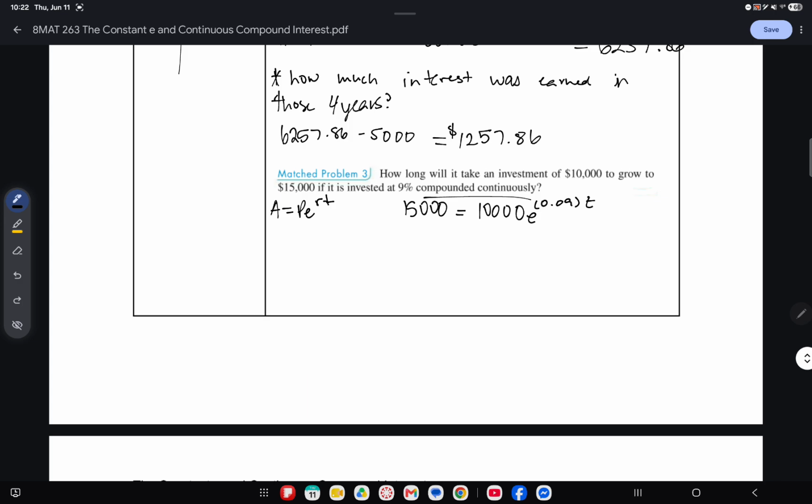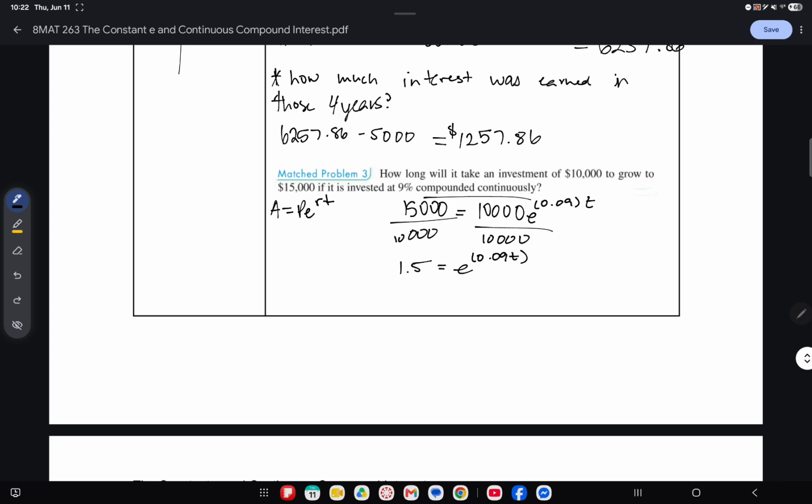So let's see if we can recall some of our algebra skills here. I want to solve for the exponent, so I need to isolate as much as I can. So why don't I divide both sides by 10,000? And so 15,000 divided by 10,000 is 1.5. I'm just going to put that in one quantity, 0.09t.